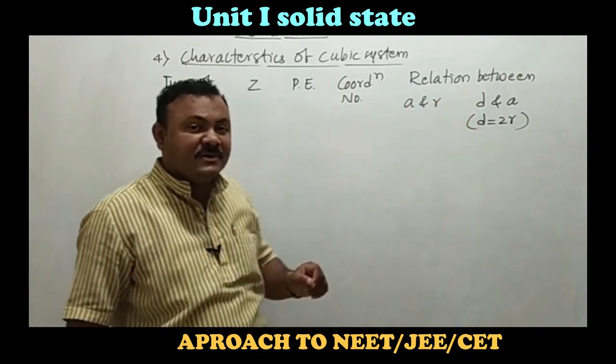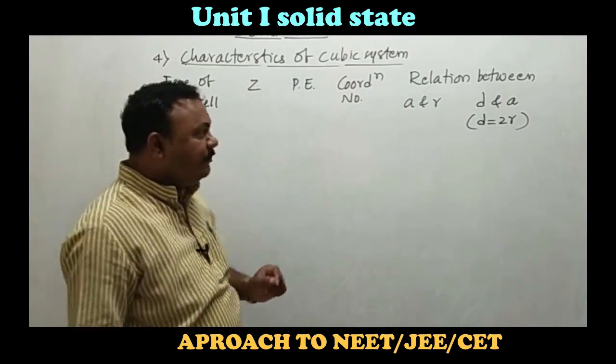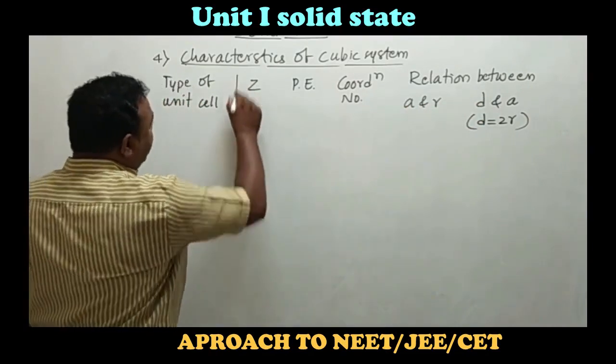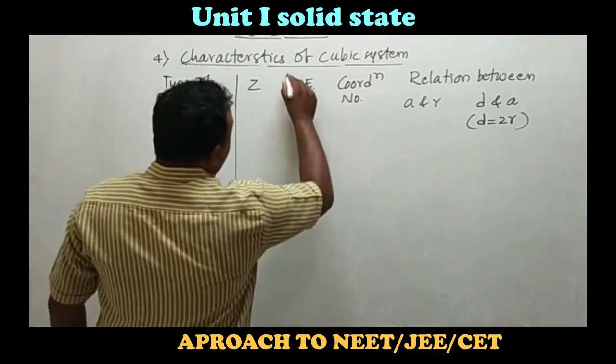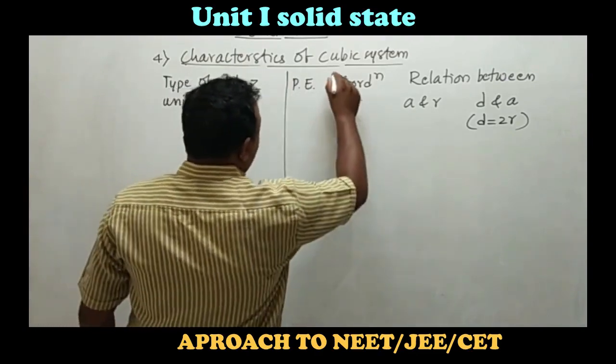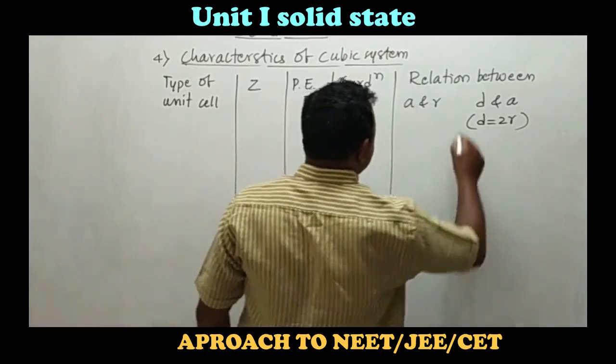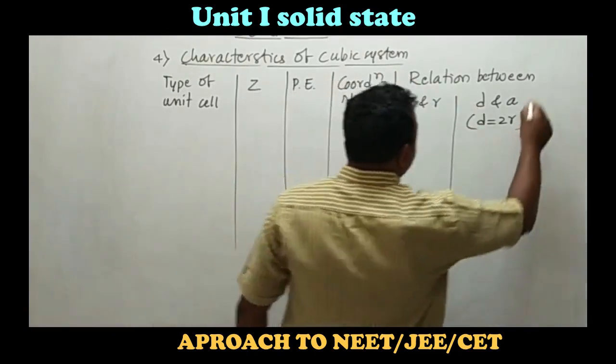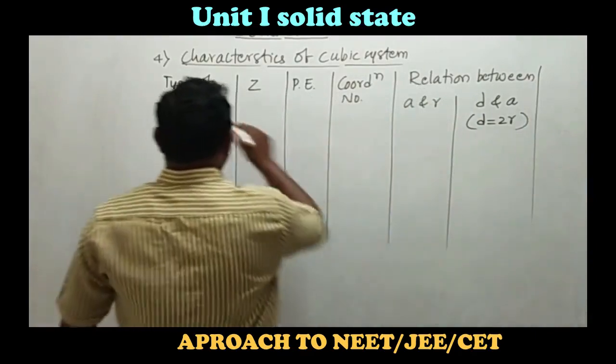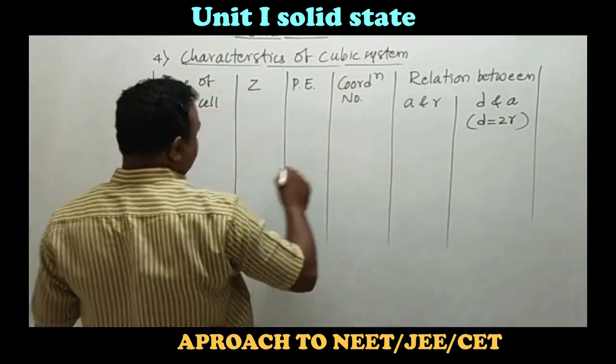And I will give some hints how to go with this table. We are getting only 3 types of cubic systems. You know about the 3 types of cubic systems. We have simple cubic system, body-centered cubic system, and the face-centered cubic system.